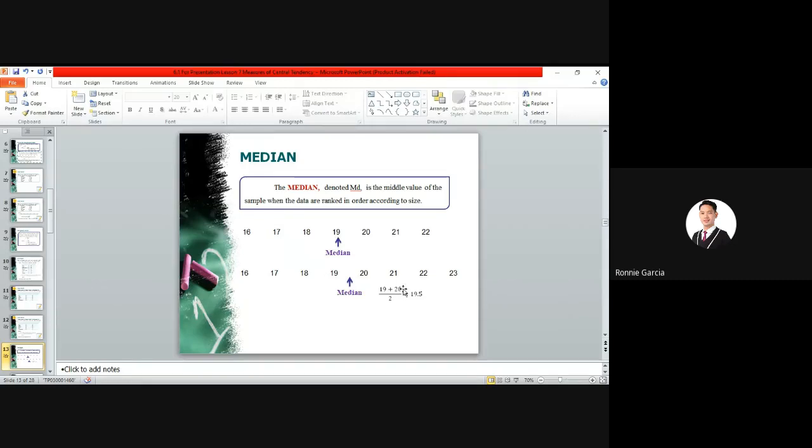If we add one more, for example, we have 23. So the number of observations is now 8. And 8 is an even number. So as you can see, if it is even, there are two middle values, right? So it becomes 19.5 because you have to get the average of the two middlemost values. So that is the median.